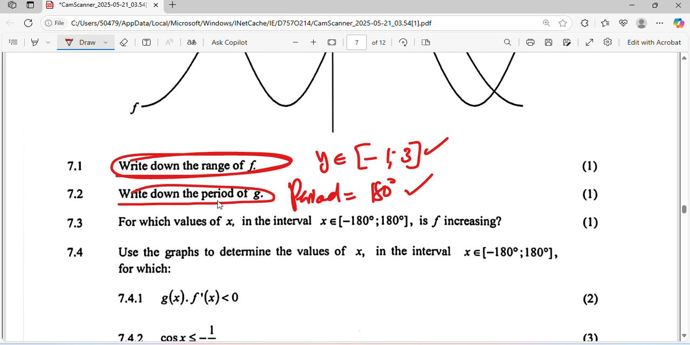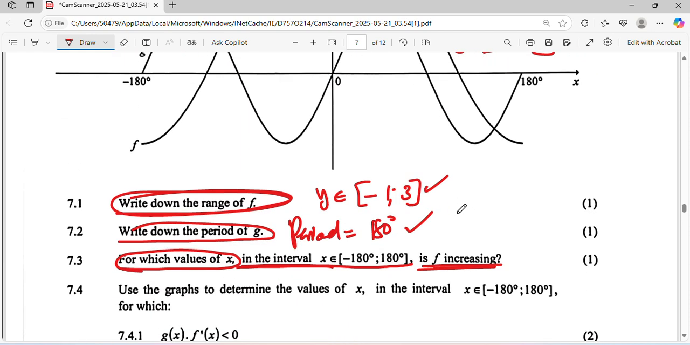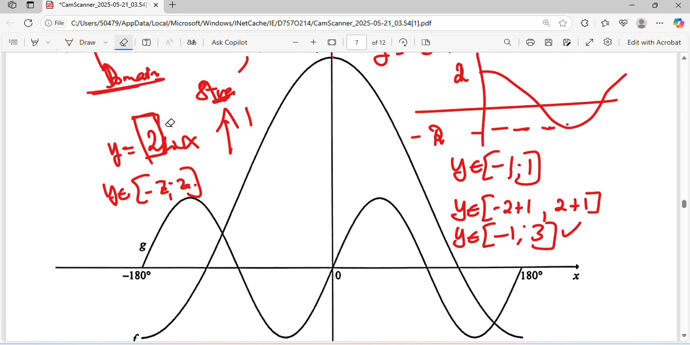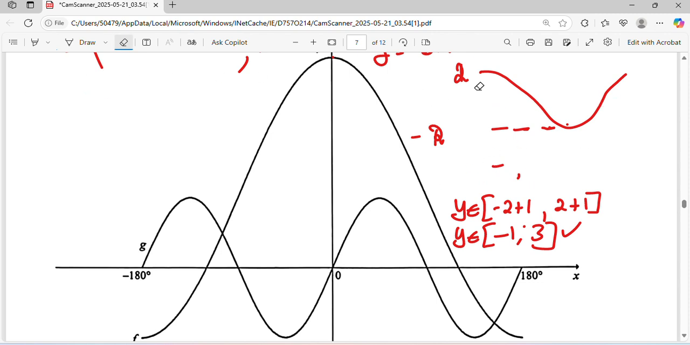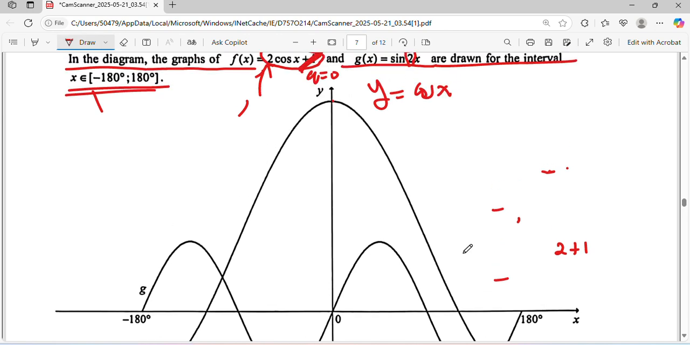Okay, now they say for which values of x, what are the values of x in this interval, in the interval where the functions are sketched, is the function increasing? Where is this function increasing? Okay, now where is the function f increasing? Now f, remember, is the cosine function. Where is this function increasing, the cosine function increasing? Let's see where it's increasing. Okay, right. Now f is my cos graph, the cos, yes.